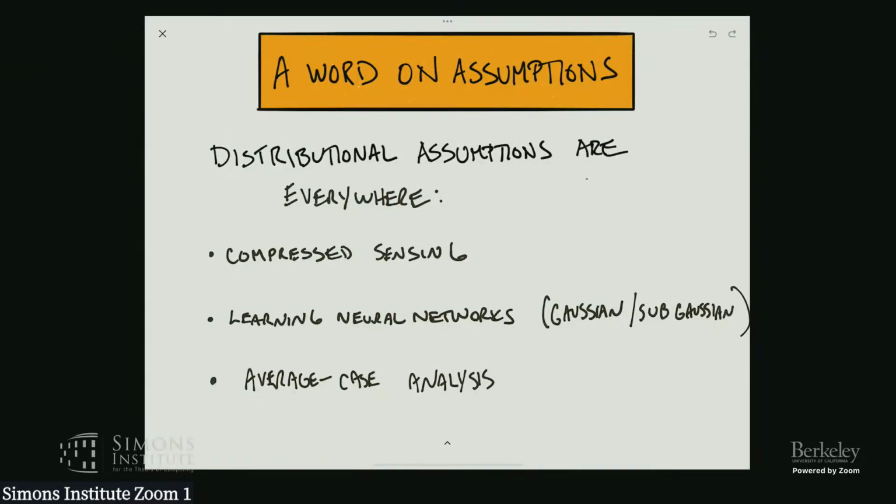And then you start thinking about it. Another point I wanted to make is that distributional assumptions are everywhere, and they're undermining provably efficient results in machine learning theory. Hold on, I'll get to you in a second.